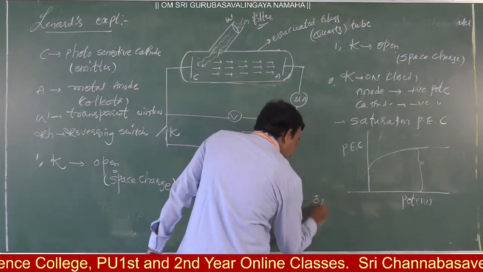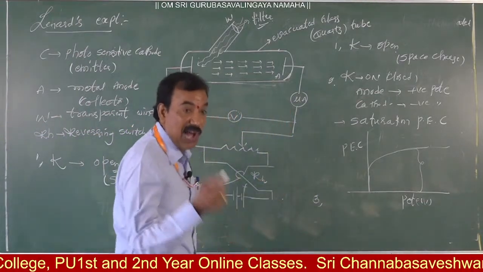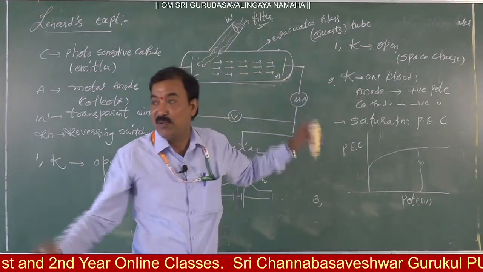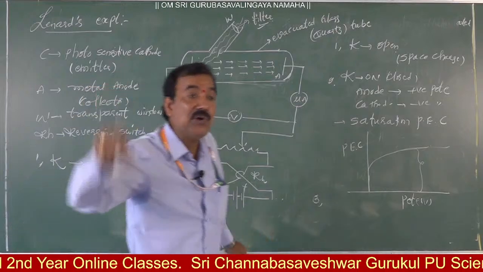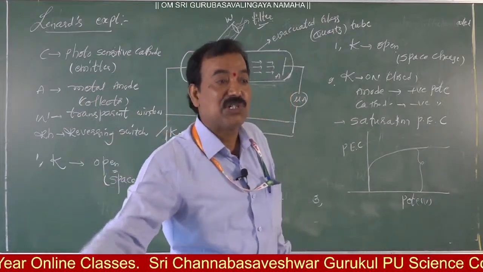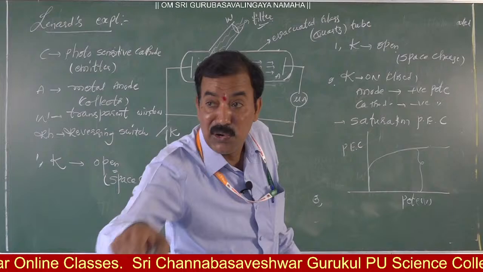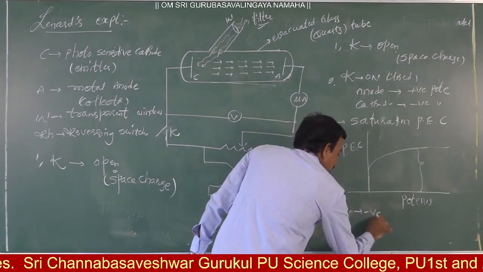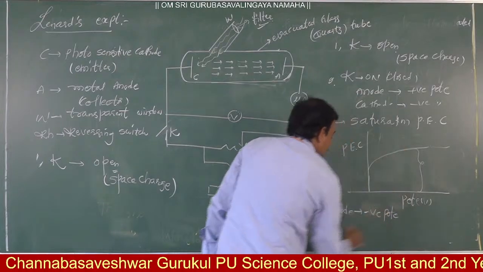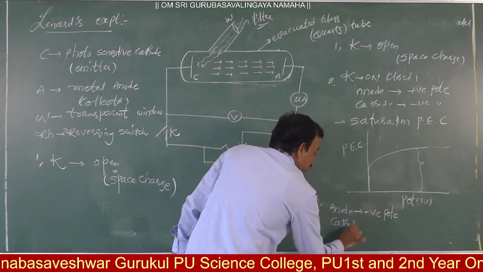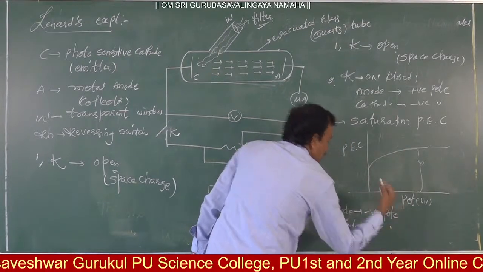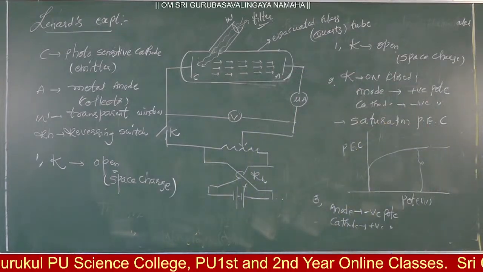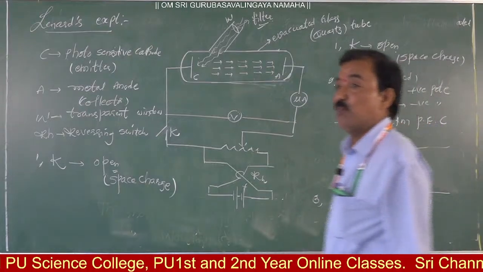Again, suppose K is on, and now the anode is given a negative potential. In the second case, the anode was given a positive potential. Now the anode is given a negative potential. With respect to the cathode, the cathode is at a positive potential. So the collector is given a negative potential and the emitter is given a positive potential.